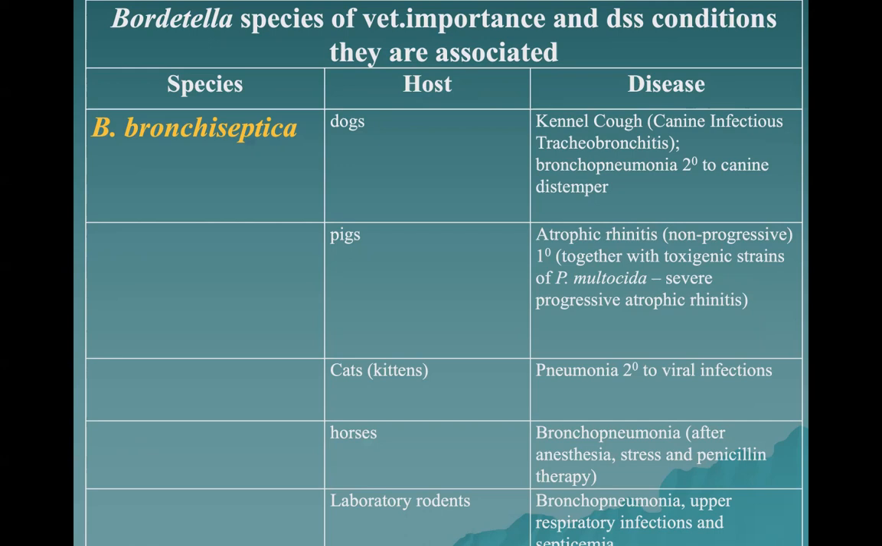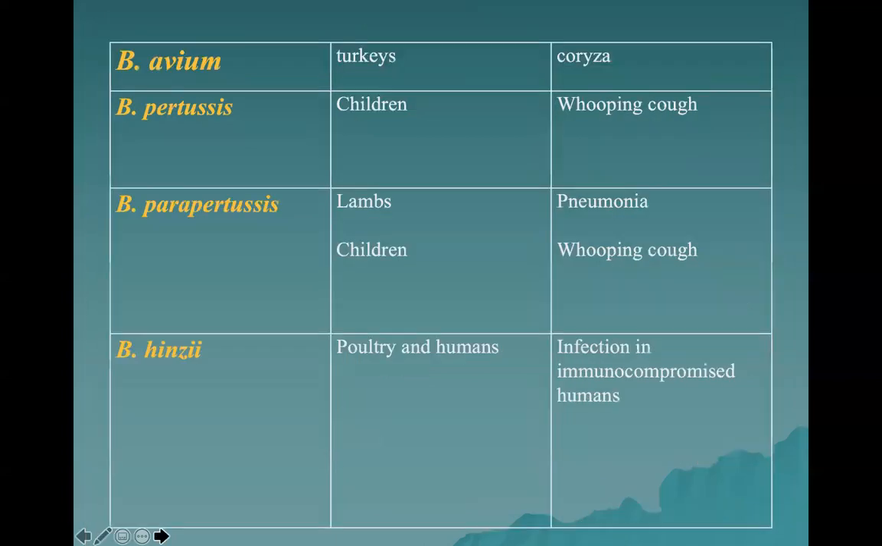In cats, especially among kittens, there is pneumonia produced secondary to viral infection. In horses, the organism is known to cause bronchopneumonia after anesthesia, stress, and penicillin therapy. Among laboratory rodents, there is also bronchopneumonia, upper respiratory infections, and septicemia. For Bordetella avium, it can cause torticollis.